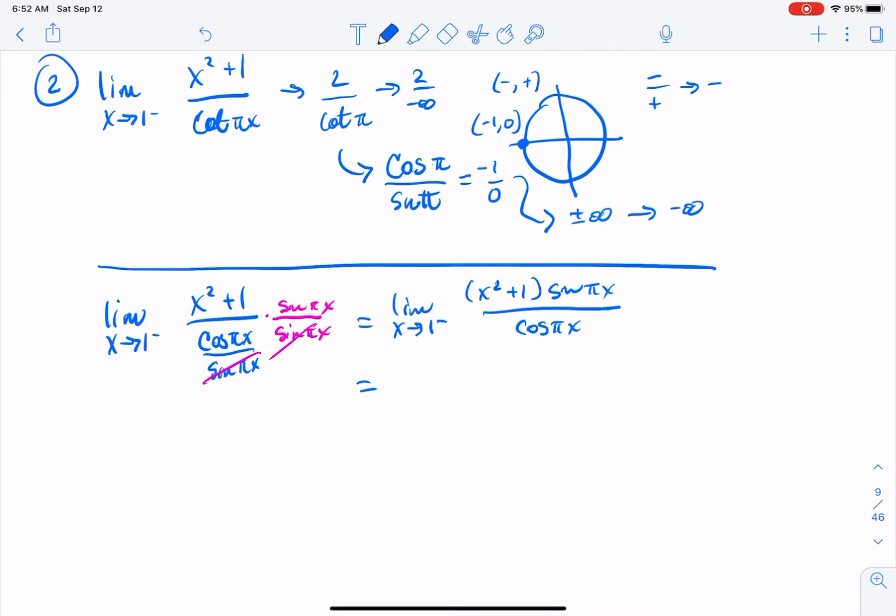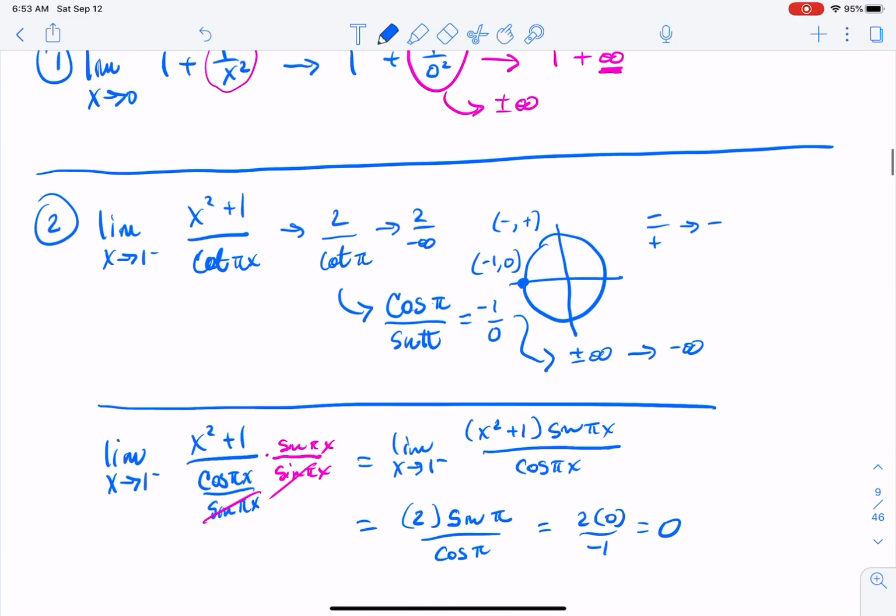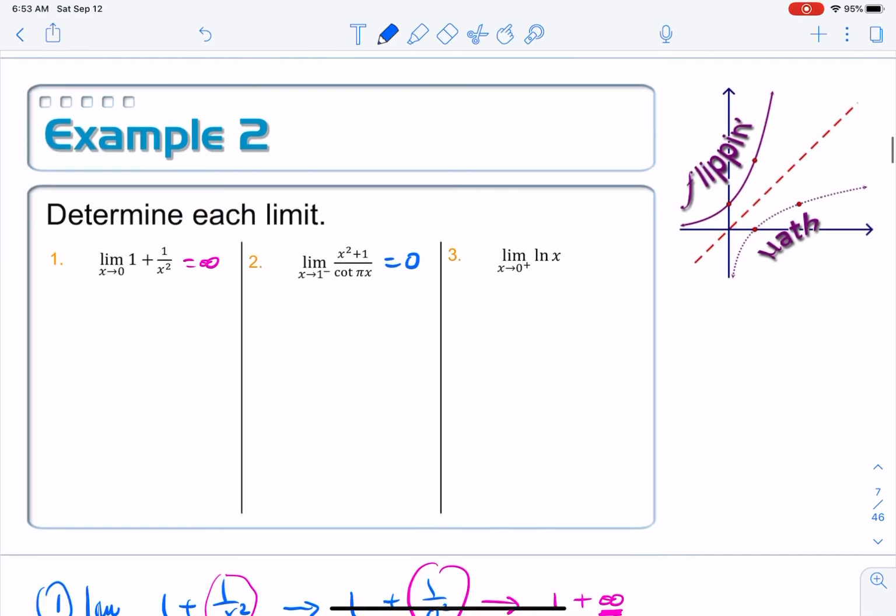So in the parentheses, I'd have 1 squared plus 1, so I'd have 2, and the sine of pi over the cosine of pi. Okay, so we had already discussed that the sine of pi is 0 and the cosine is negative 1. So I have 2 times 0 over negative 1, still pretty much a 0. All right, third one, it's a natural log.